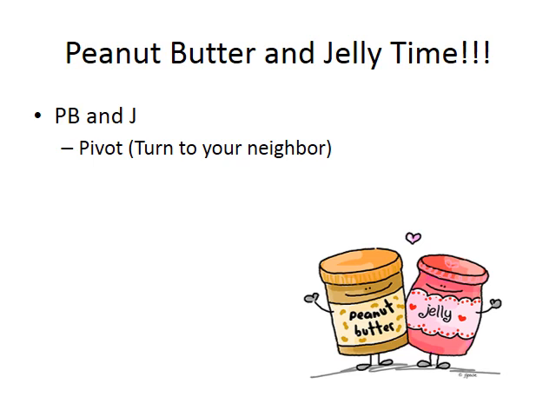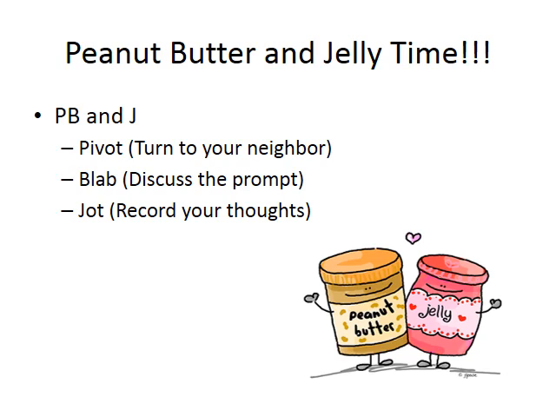The P stands for pivot, the action of turning to their neighbor. The B stands for blab, referring to talking to their neighbor. And the J stands for jot, which refers to writing what you have discussed and heard in your science notebook. At this time, I would like for everyone to PB and J about what you wrote in your notebook regarding the Next Generation Sunshine State Standards and what surprised them. Please take between 2 and 3 minutes to do that.